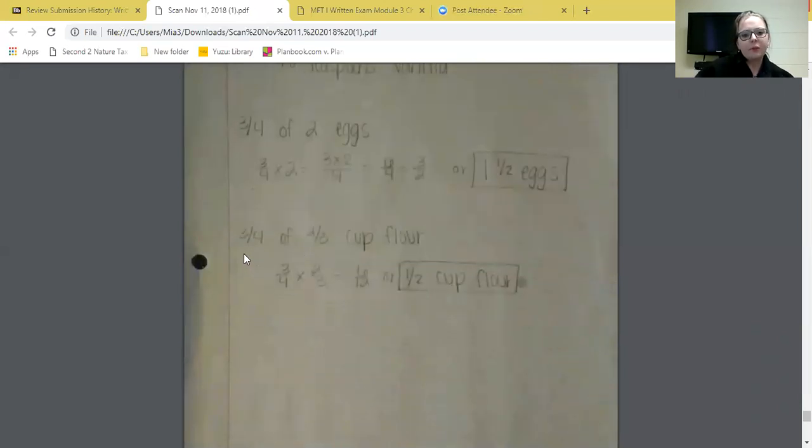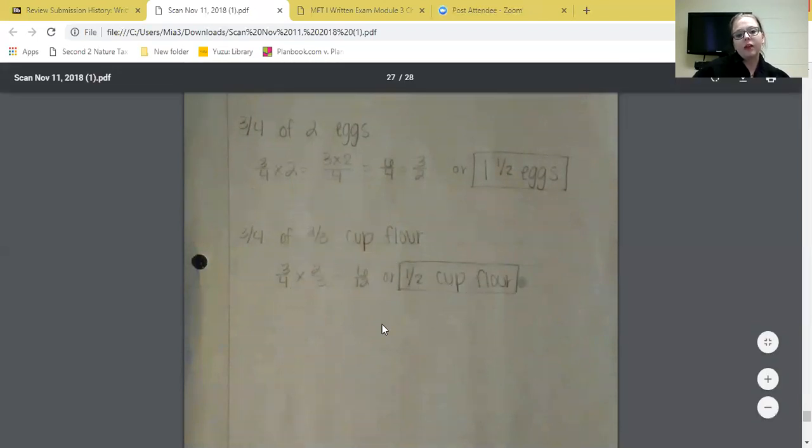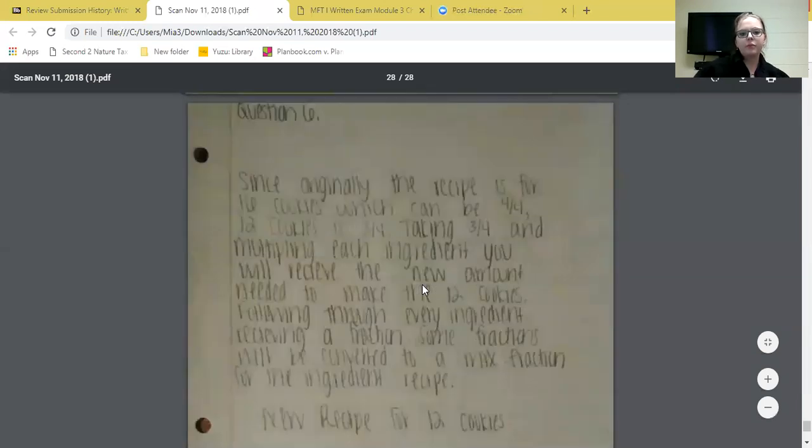Next, we have 3/4 of 2/3 cup of flour. So 3/4 times 2/3 equals 6/12 or 1/2 cup of flour. And that's going to be the new ingredients.